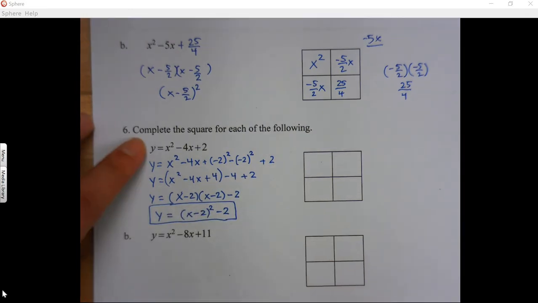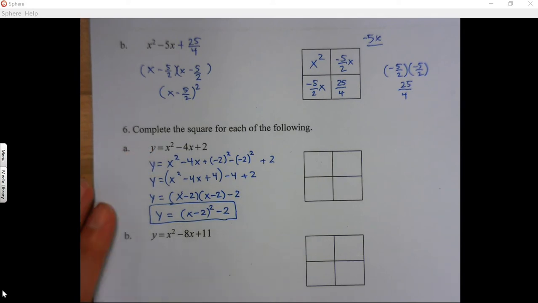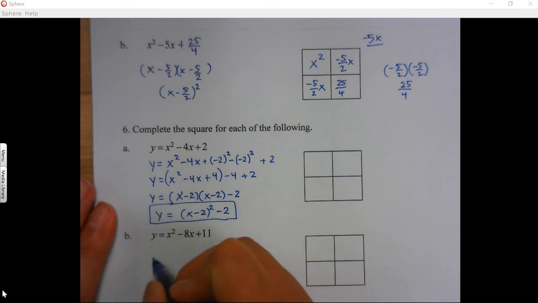We went from standard form to vertex form. The process for doing that is completing the square. I went from standard form to vertex form by completing the square. Same idea on part B here.